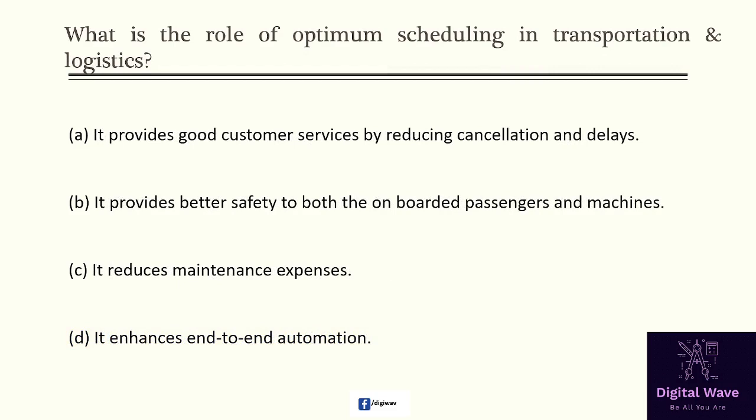Next question is what is the role of optimal scheduling in transportation and logistics? So option A is it provides good customer service by reducing cancellation and delays. Option B is it provides better safety to both on the boarded passengers and machines. Option C is it reduces maintenance expenses. Option D is it enhances end-to-end automation. So right answer will be option A. It provides good customer services by reducing cancellation and delays.